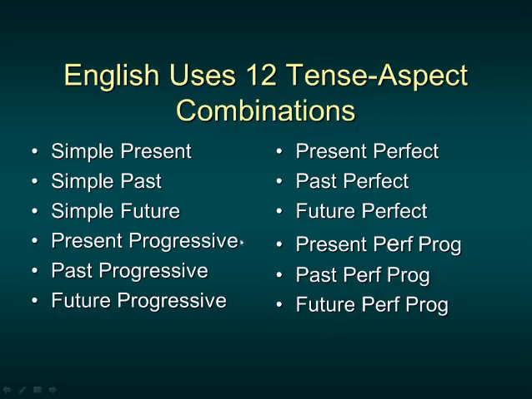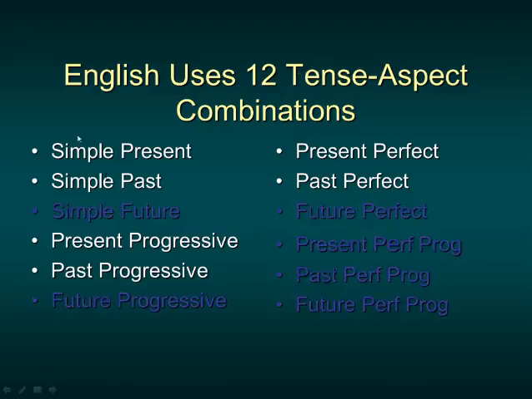In total we will get 12 tenses. Then simple present, simple past, present perfect, past perfect. Simple present will go to present perfect, simple past to past perfect. Simple future to future perfect. Present progressive, past progressive, present perfect progressive, past perfect progressive.